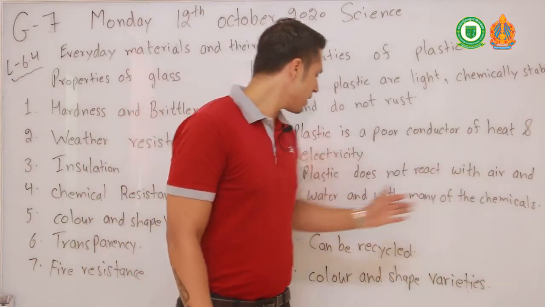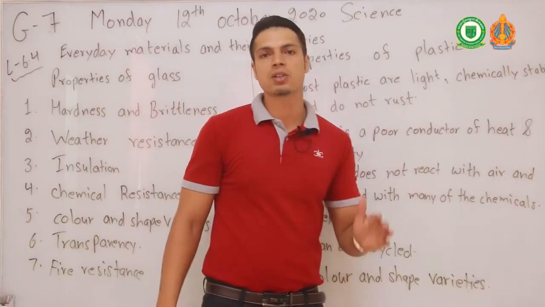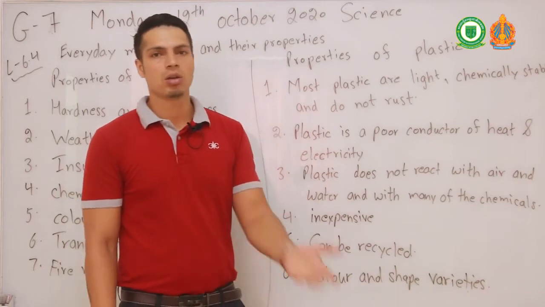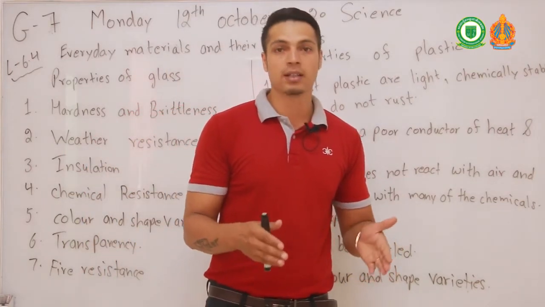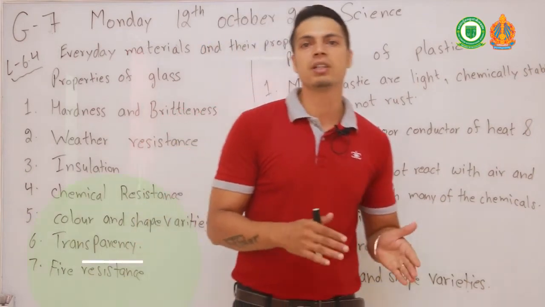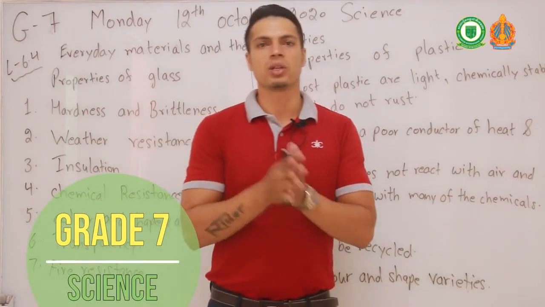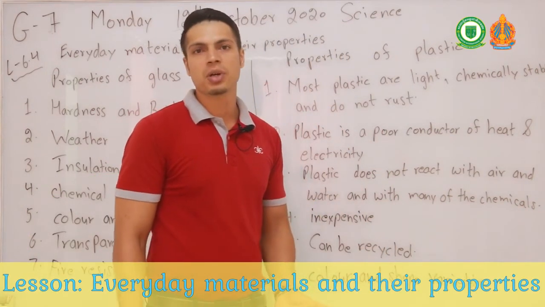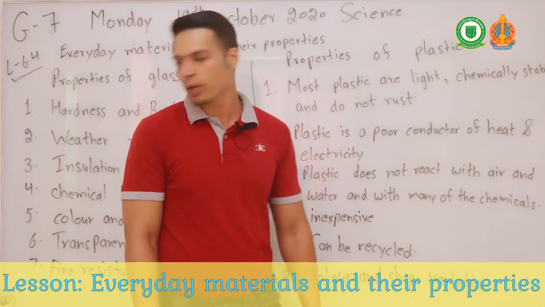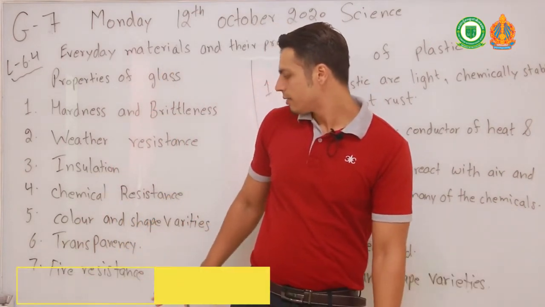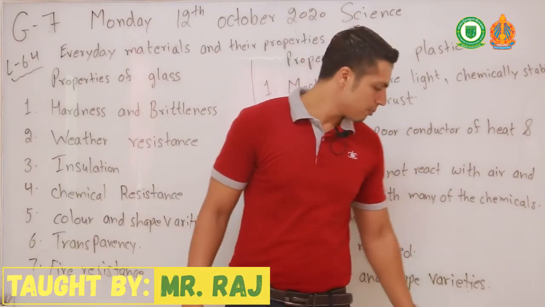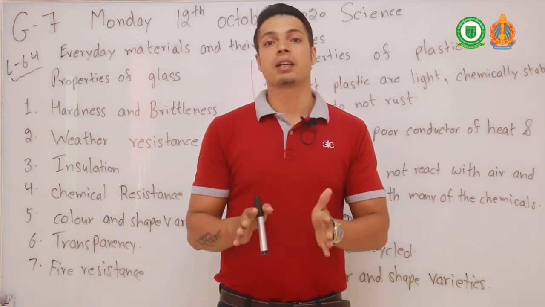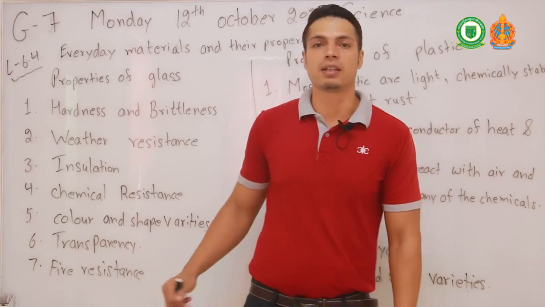Plastic does not react with air and water, as I mentioned earlier, and with many of the chemicals. That's why it is used for food containers, because it does not react with any chemicals, so it is safe to use for food containers. It is inexpensive, not very expensive. One more property glass and plastic have in common is that they can be recycled. Plastic can be recycled, glass can be recycled.